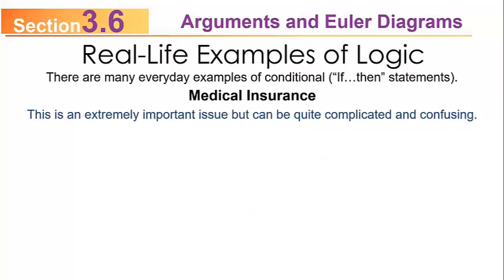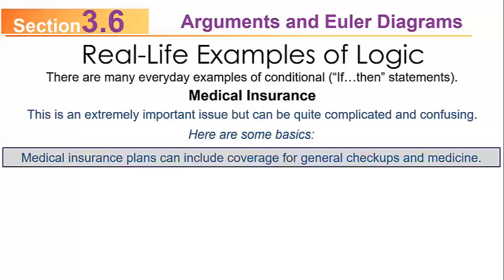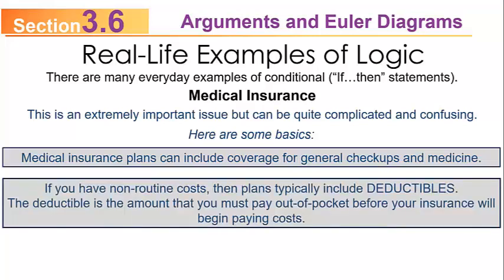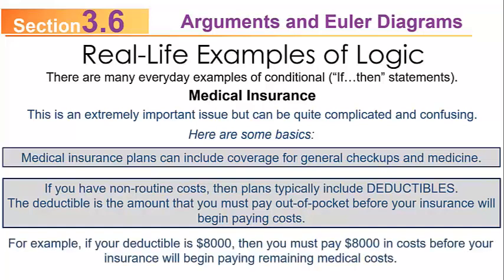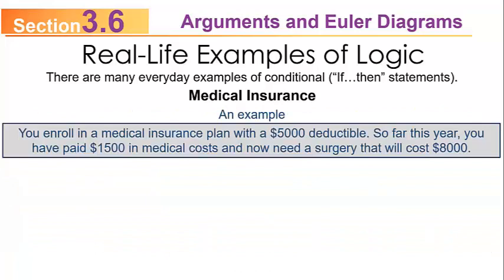Medical insurance. This is extremely important, but it can be terribly complicated and very confusing. Here's some basic things about medical insurance that might be helpful. Medical insurance plans can include coverage for general checkups and medicine. If you have non-routine costs, then plans typically include deductibles. The deductible is the amount that you must pay out of your own pocket, before your insurance will begin paying costs. For example, if your deductible is $8,000, then you must pay $8,000 in costs before your insurance will begin paying the remaining costs.